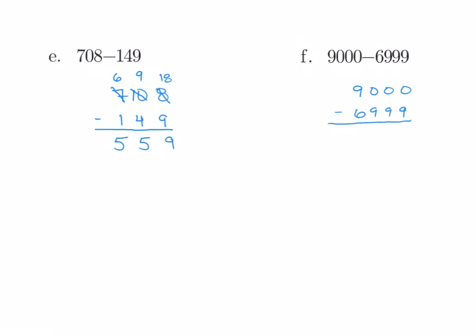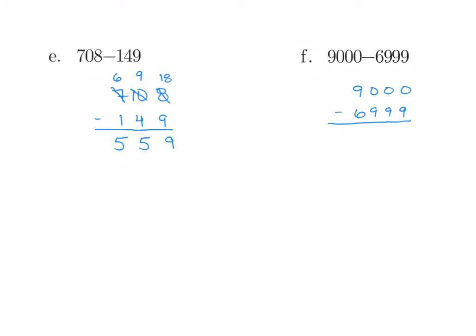Starting on the right, can I do 0 minus 9? Can you take away 9 from 0? And the answer is no. So we do need to borrow. Well, can I borrow from here? The answer is no. 0, you have nothing to borrow from. So we need to go over one more digit. Same thing here. I can't borrow from 0. So we're actually going to have to go to the very front of the number and borrow from the 9.